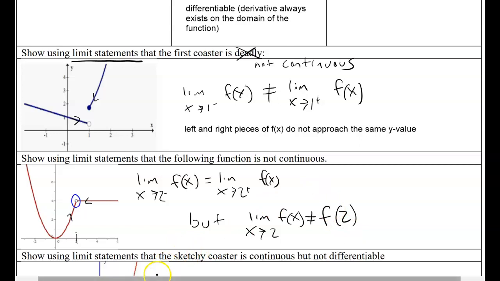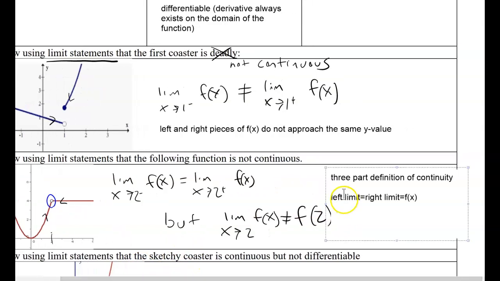Okay, so we have a three-part definition of continuity, and that is my left limit has to be equal to my right limit, has to be equal to f of x. And this last part says we can't have a hole in my graph. So I can't have maybe a dot up here, or I can't have just this open circle. I need all three of these things to be the same to make a continuous safe roller coaster.